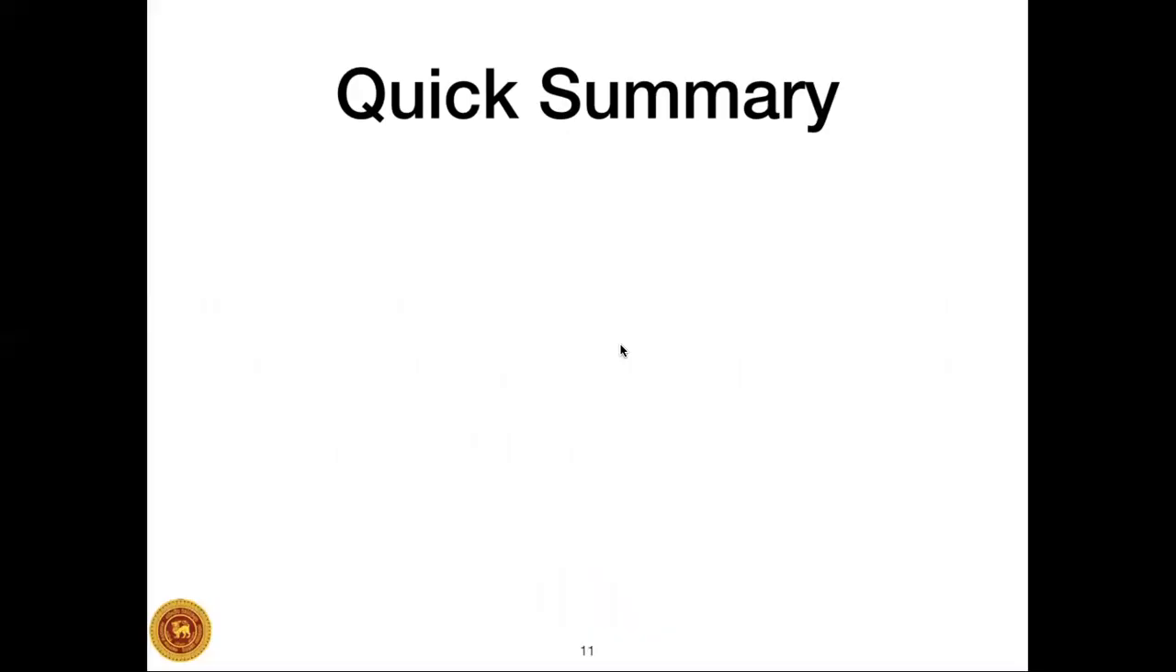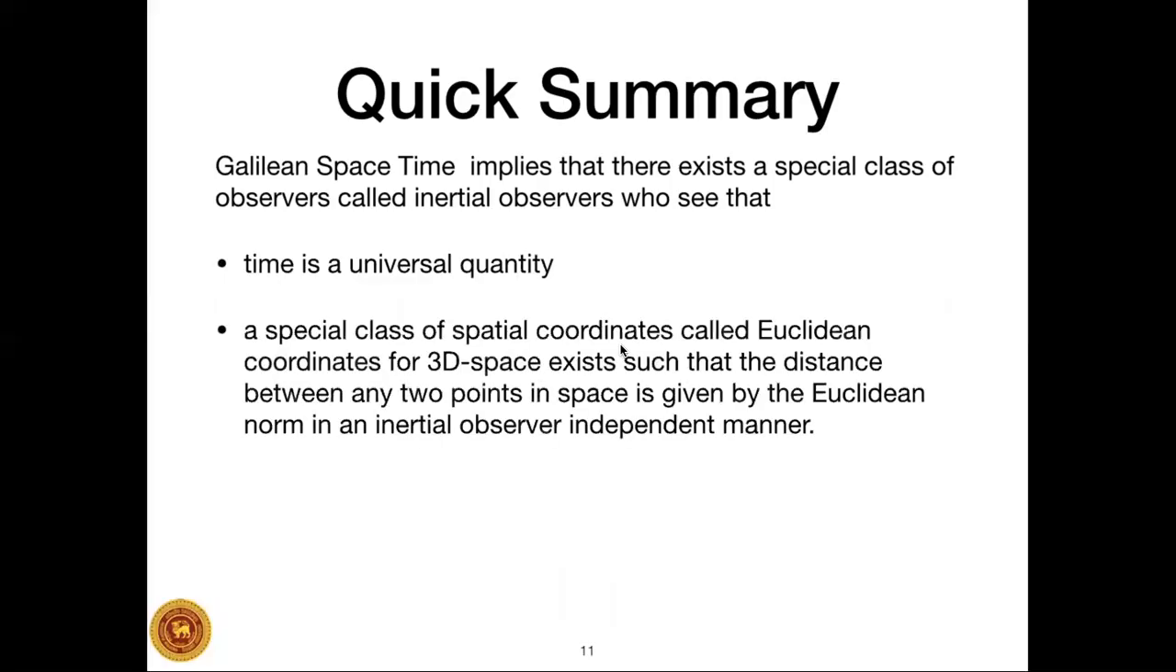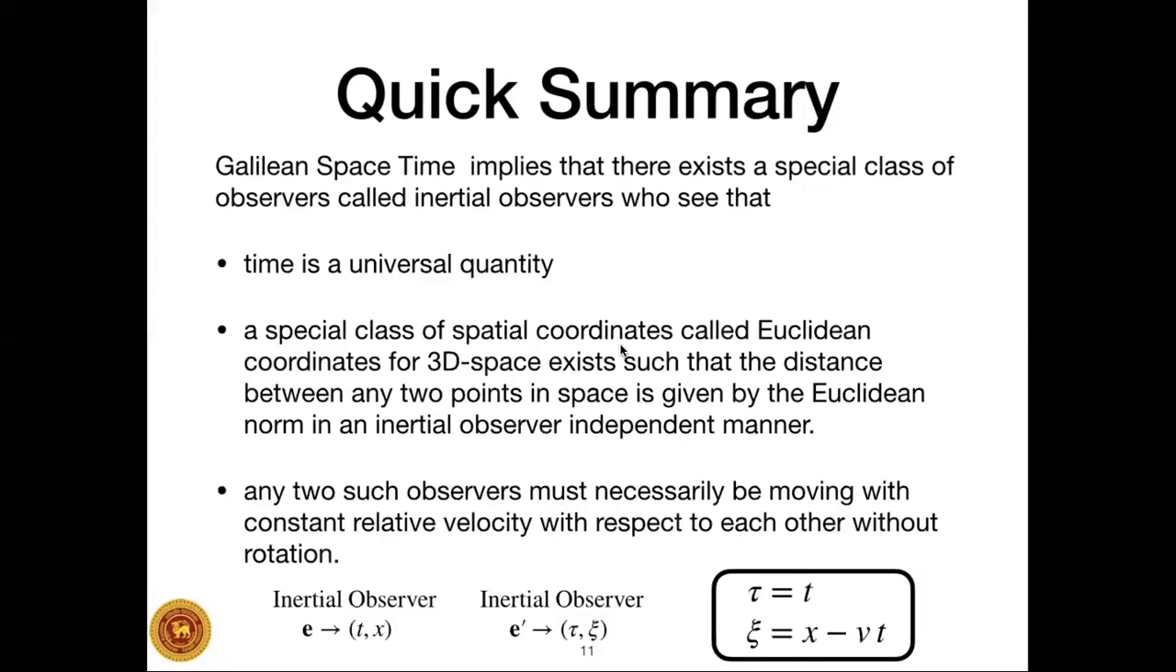Let me quickly summarize what I have been talking about today in this part of the lecture. Galilean spacetime implies that there exists a special class of observers called inertial observers who see that time is a universal quantity. A special class of spatial coordinates called Euclidean coordinates or Euclidean frames for 3D space exists, so that the distance between any two points in space is given by the Euclidean norm, as described a couple of slides ago, in an inertial observer independent manner. Any two such observers must necessarily be moving with constant relative velocity with respect to each other. If their frames' origins coincided at time t, their orientations are the same and their clocks were synchronized, then they must be moving with respect to each other at a constant velocity v.